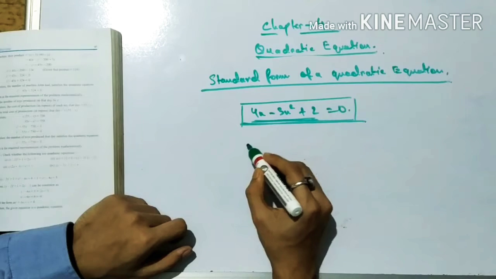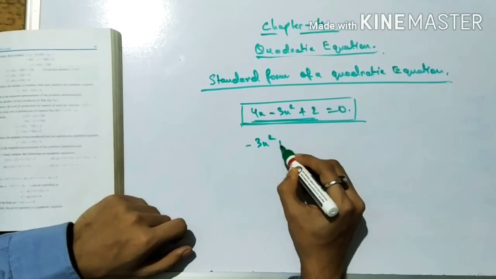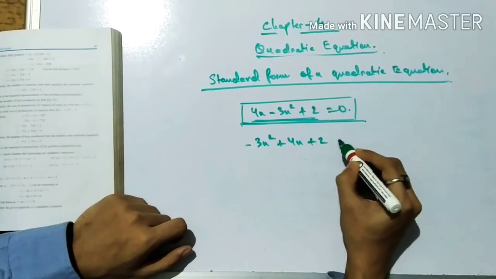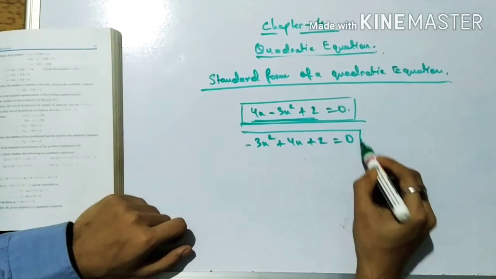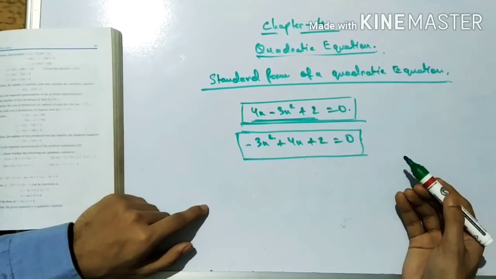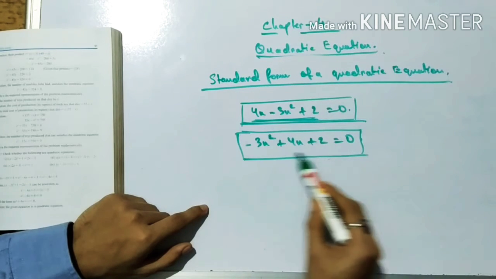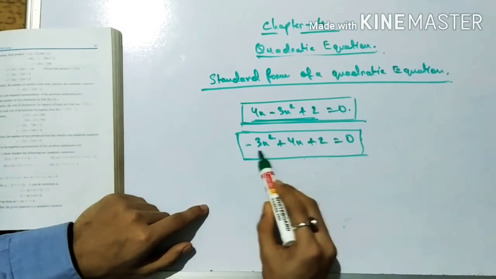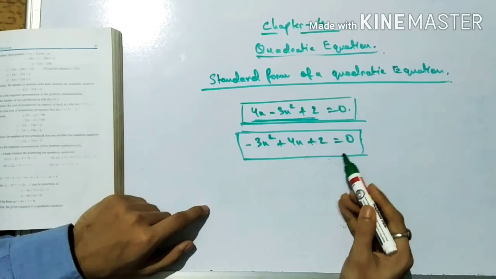That means first minus 3x square, then plus 4x plus 2 is equal to 0. Now this is a quadratic equation in its standard form. Understand? Because I have written the polynomial. This is the polynomial in the decreasing order of its degree.